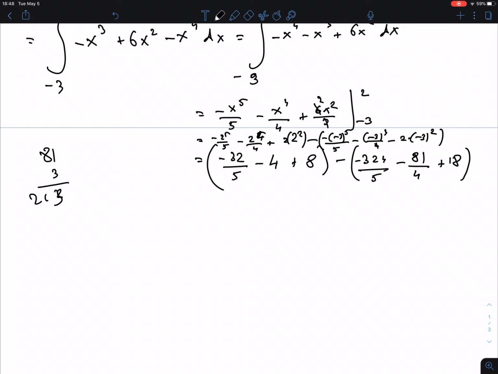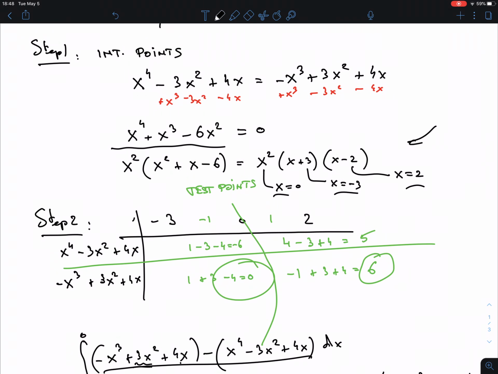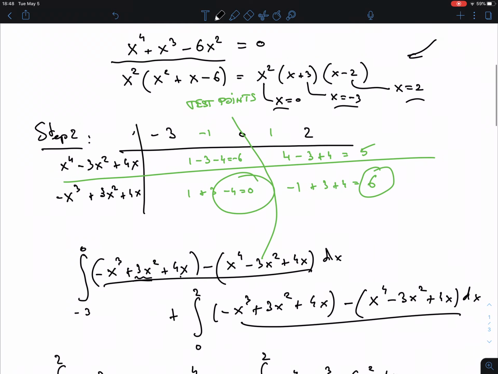So that's it. It's very simple. Make sure that you find the correct intersection points. You can always graph things to see that the table is correct, and then you just have to subtract and you're done.